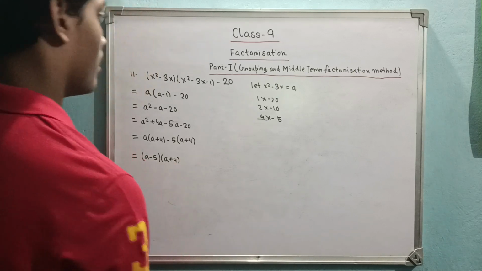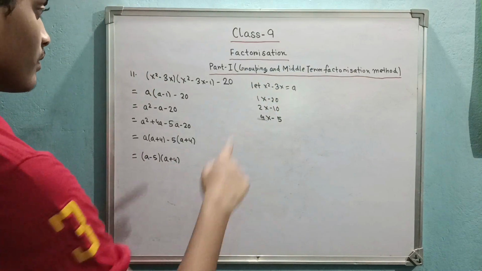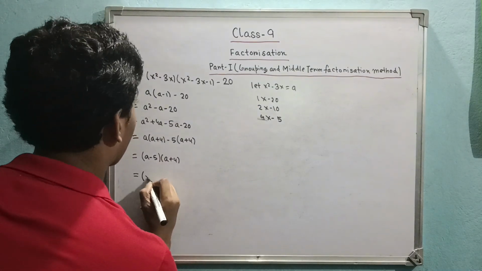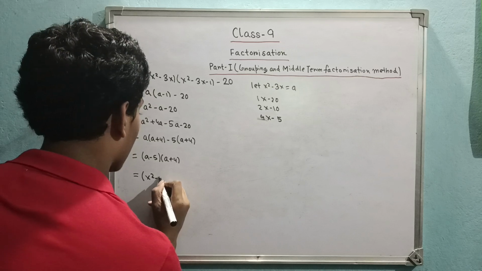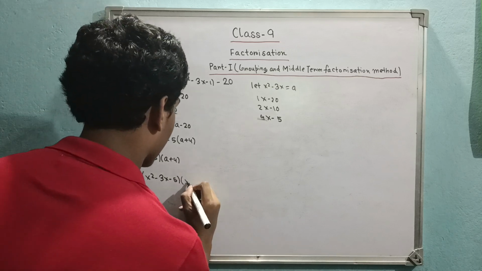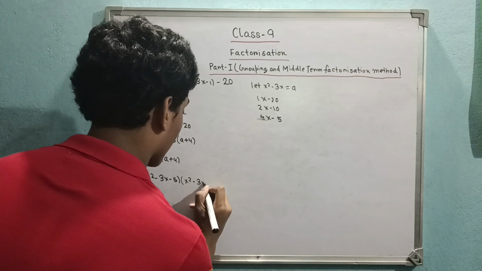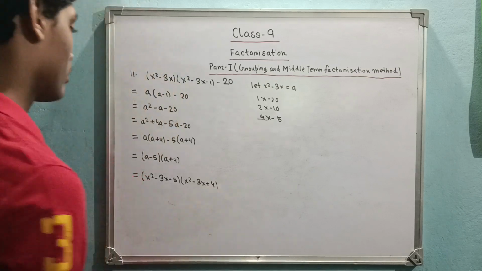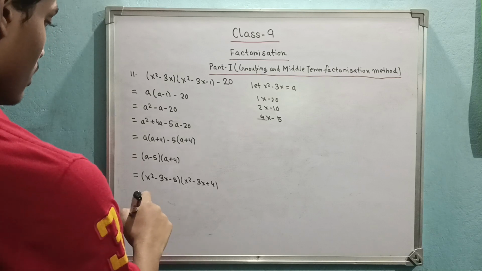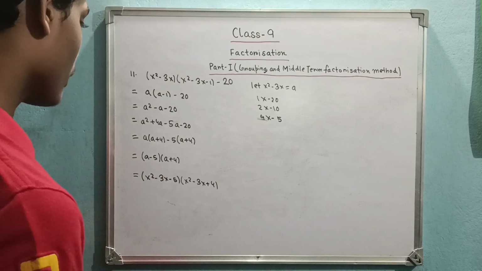But we took x square minus 3x as a. So we have to write that. So this will be equal to x square minus 3x minus 5, into x square minus 3x plus 4. Okay guys. So this is the answer of the question.